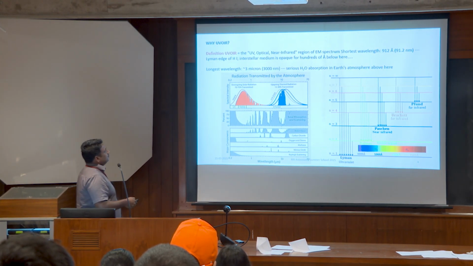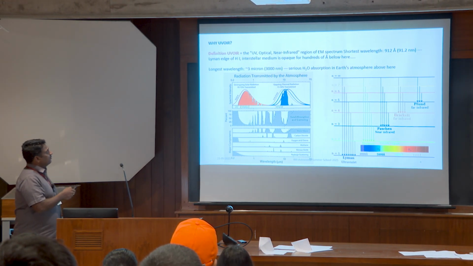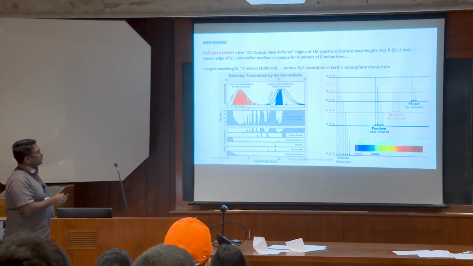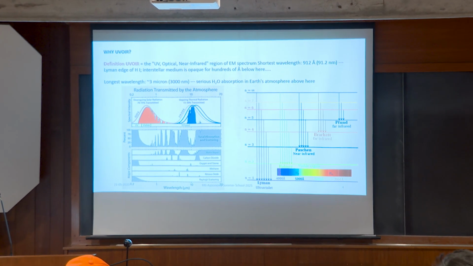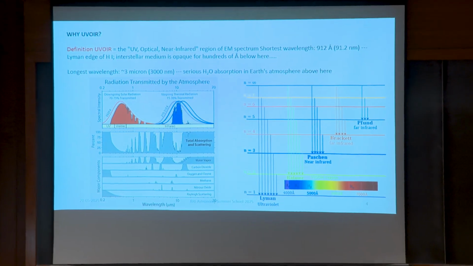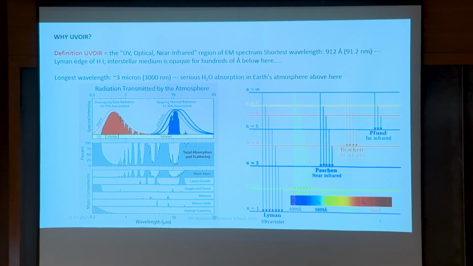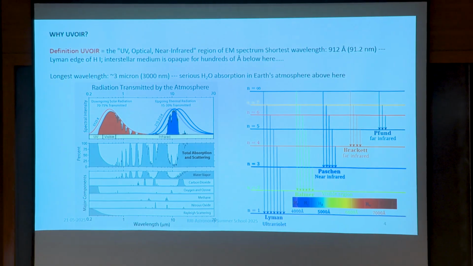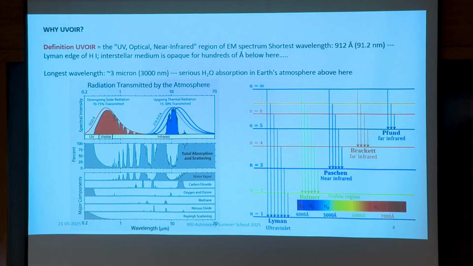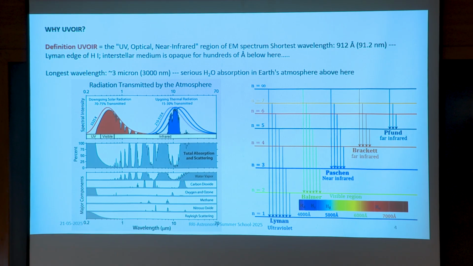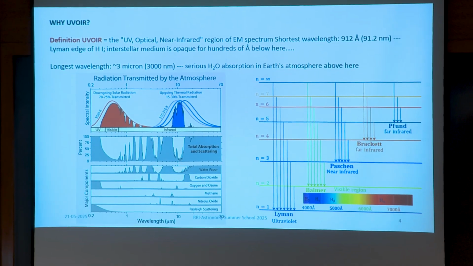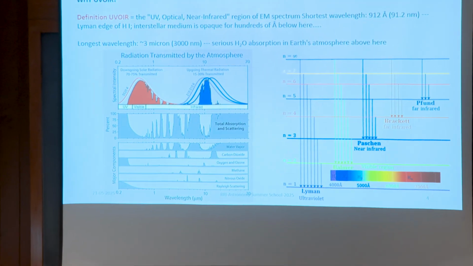Now, the definition for the UV-OIR is that the shortest wavelength that you can go in UV is 912 angstrom. What is the speciality of this 912 angstrom? Think about it. I'm leaving it to you. And the longest wavelength that we can have in infrared is about 1 to 3 micron.